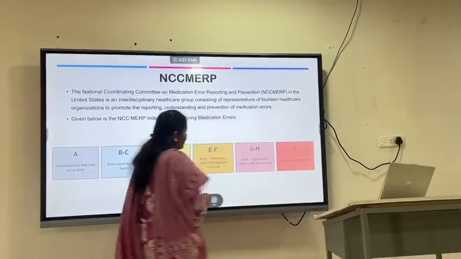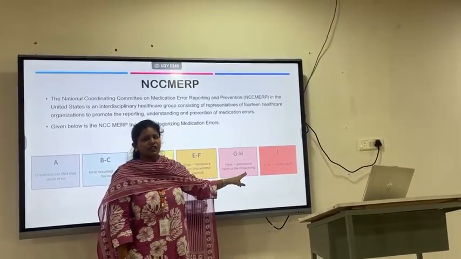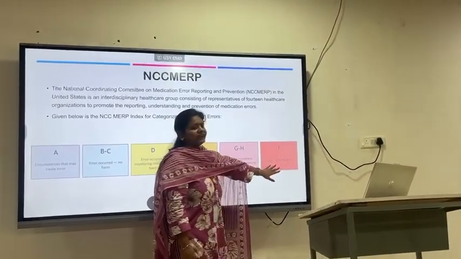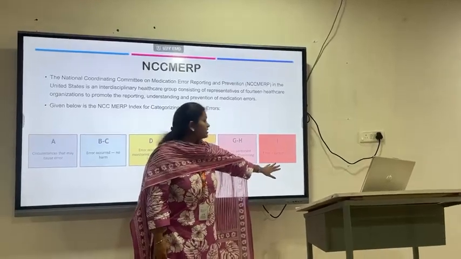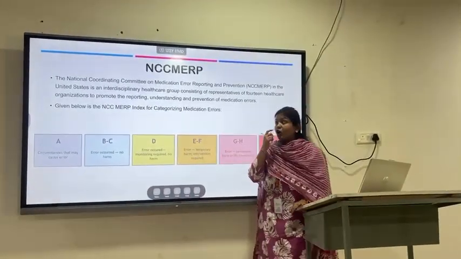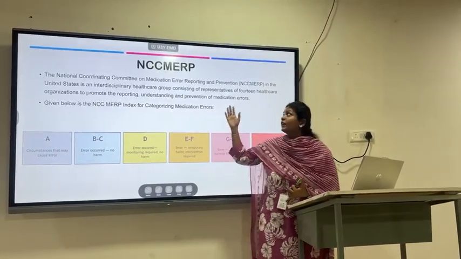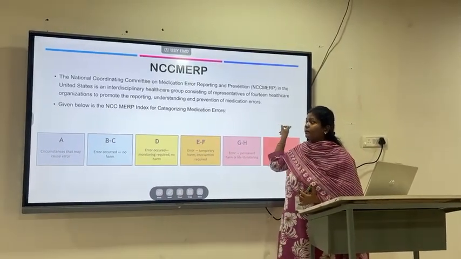Whereas G and H categories are errors where permanent harm is caused, which is life-threatening to the patient. Whereas category I is an error which causes death to the patient, which is very severe. So we need to be cautious. So this is the categorizing of the medication errors according to this organization.